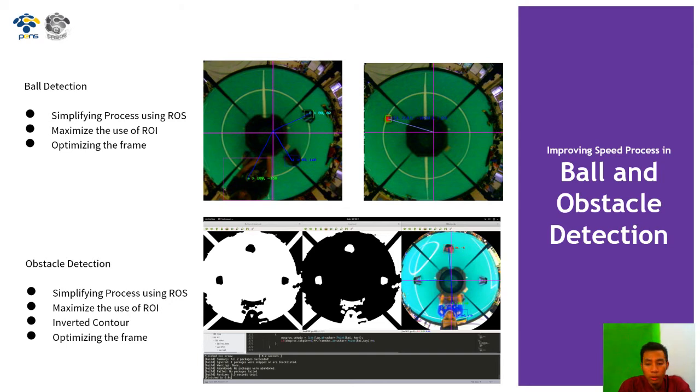And then how I improve the obstacle detection. The first is simplifying the process using Robot Operating System. I break it into some programs, and then maximize the use of region of interest. And then is inverted contour. We can see the picture in the center. We can see the black. This is the obstacle, and then I inverted it, so it just uses one line to run this inverted contour. And the last is optimizing the frame.